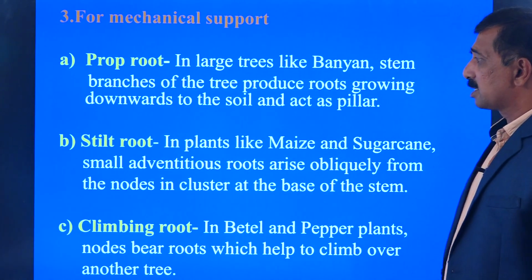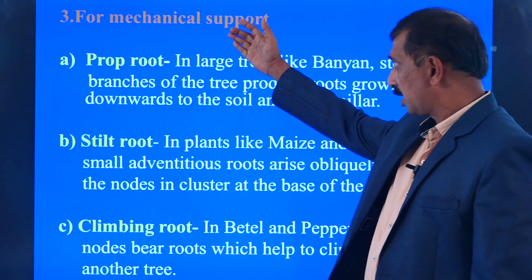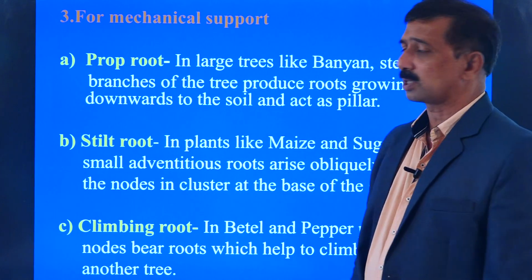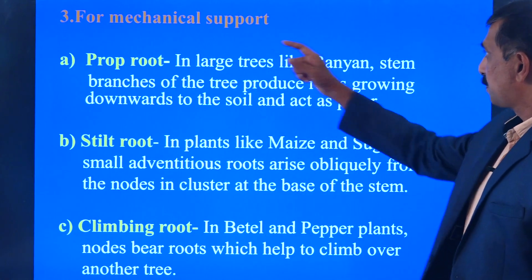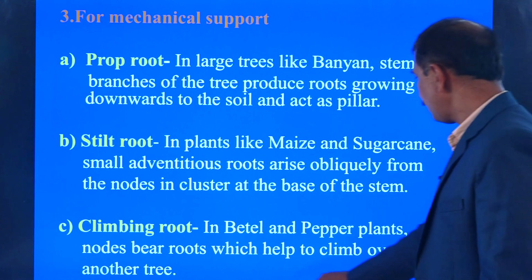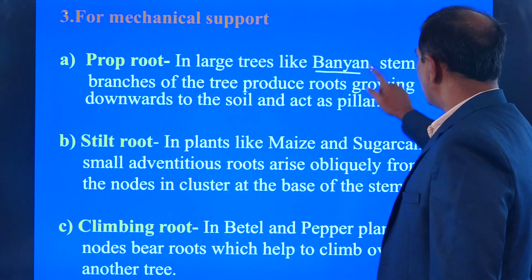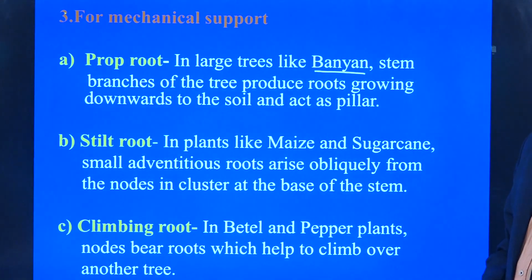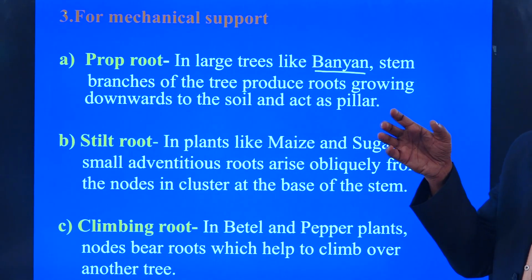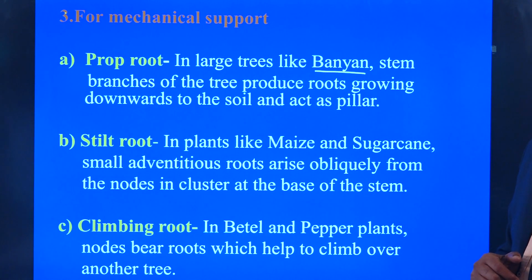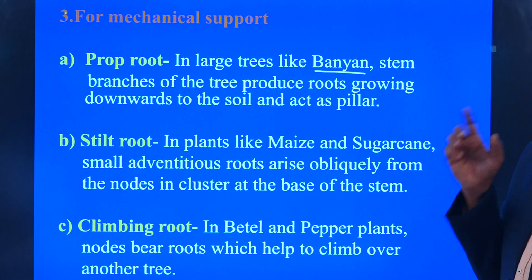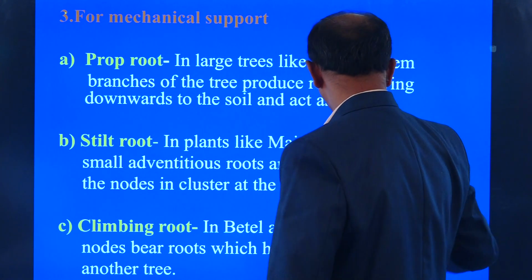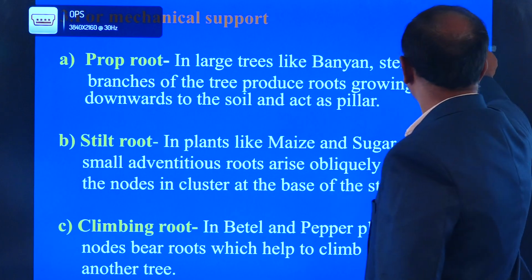So, in that mechanical support we come across different categories of roots. Number one, prop root. This prop root is observed in banyan, which is a large tree. In banyan we come across the lateral roots developed from lateral branches. Those roots are adventitious roots. They are going to give support to the main plant body.